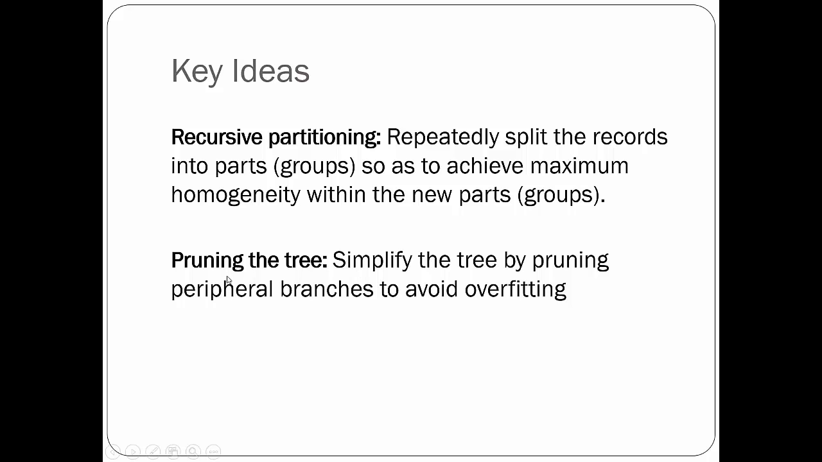And then we have to prune the tree, simplify the tree by pruning peripheral branches to avoid overfitting. We'll talk more about that later on. So these are the two key ideas: you keep branching, partitioning the data further and further, and then you fall back a little and prune the tree to avoid overfitting.